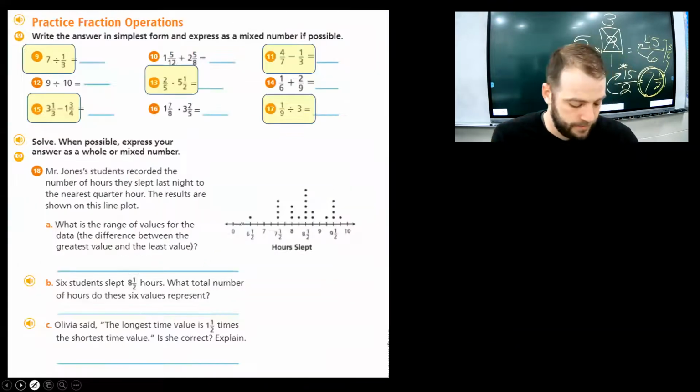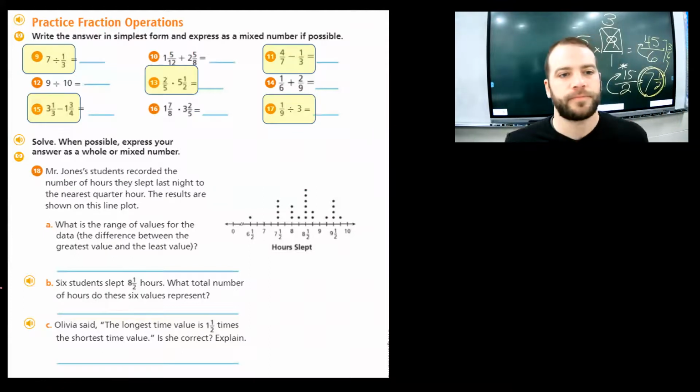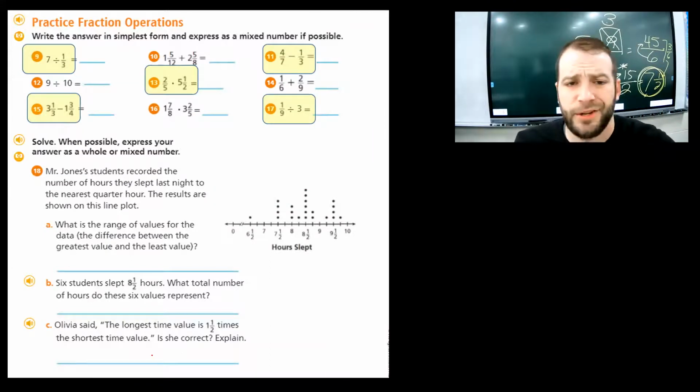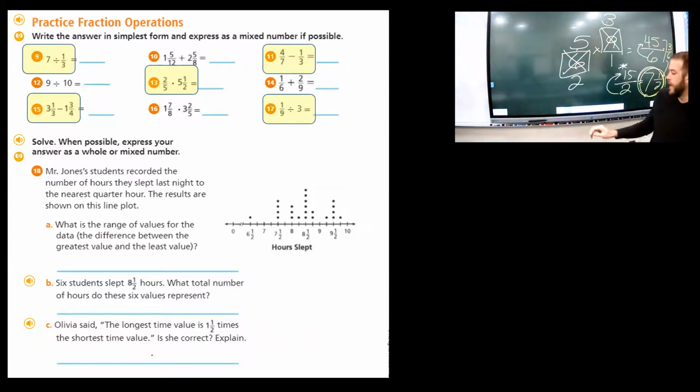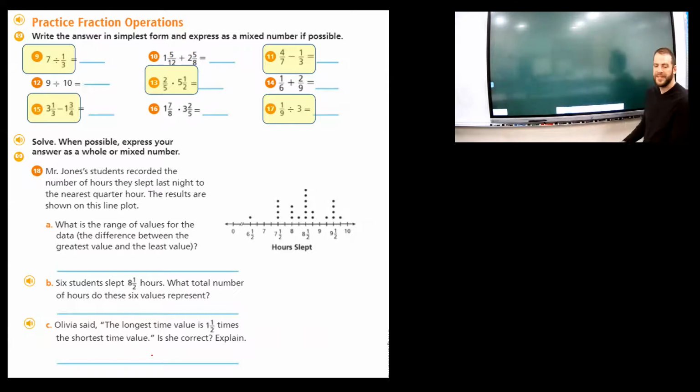Moving on. All right. Now we are going to say, did we forget how to do anything? I hope not. Let's show that we didn't. Start with number 9. 7 divided by 1/3. 7 divided by 1/3 is the same thing as 7 times 3 equals.